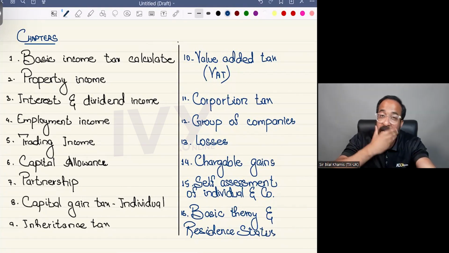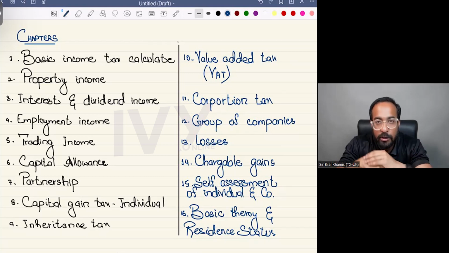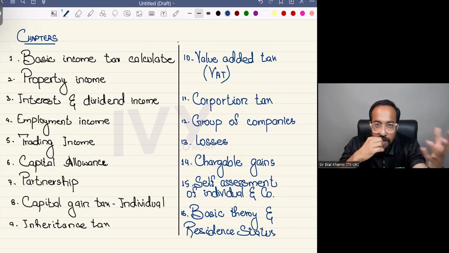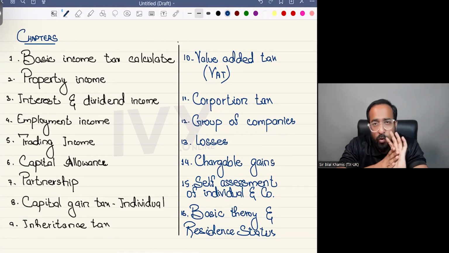These are the 16 chapters which we will be covering throughout the TX course. Believe me, these are not long chapters. Some chapters are big, some are small, some are average, right? So don't have fear in your heart that there are 16 chapters and how will I be able to cover them?